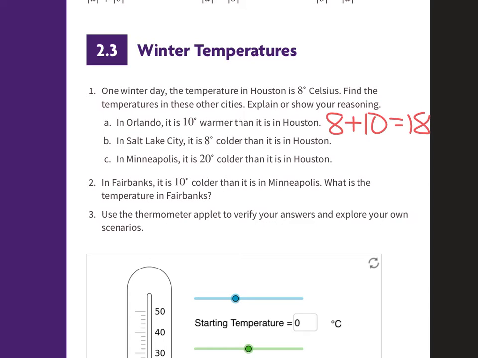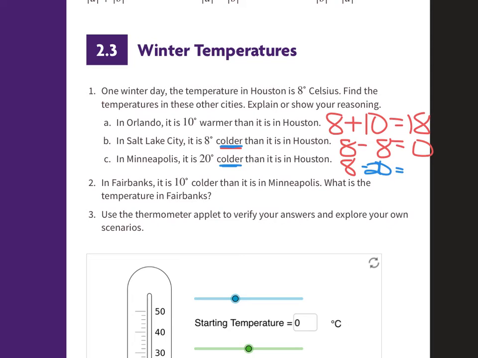And in Salt Lake City, it's 8 degrees colder than Houston. Well, it's 8 degrees in Houston, and 8 degrees colder means we're going to add a negative, or you can think of we're going to subtract 8. Well, 8 minus 8 is 0. Letter C, in Minneapolis, it's 20 degrees colder than it is in Houston. So we have 8. 20 degrees colder means we're going to subtract 20 degrees.